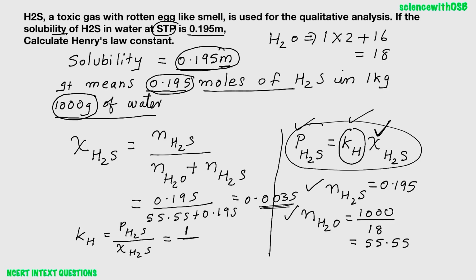Now what is the mole fraction? 0.0035. On calculating, you will be getting 285.7, which means 285.7 bar. So we got the Henry's law constant, and that is our required answer.